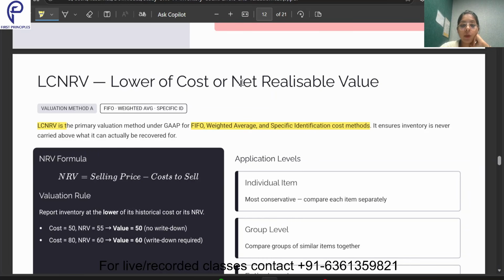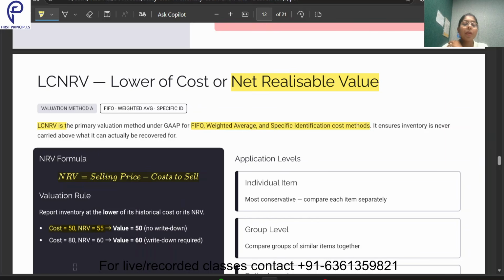So first of all, what is net realizable value? NRV is the amount of money which you will actually get after selling that inventory, excluding the cost to sell. So NRV is selling price minus cost to sell. In the example given, the cost of the inventory is 50, net realizable value is 55, and we have to take the lower of the two.